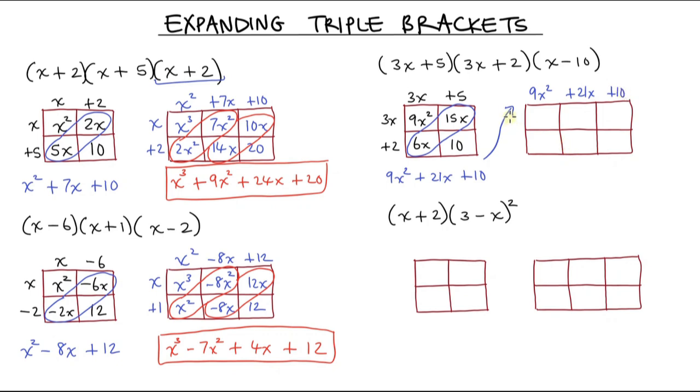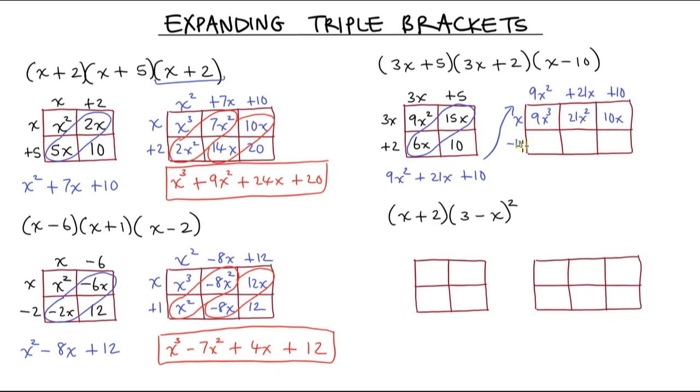And then down here, we're going to have x minus 10. X minus 10. So we've got x times 9x squared. We're going to have 9x cubed. And then we're going to have 21x squared. And then we're going to have 10x.